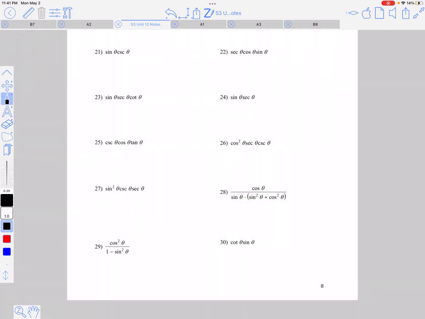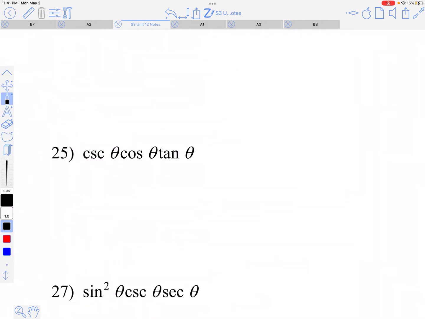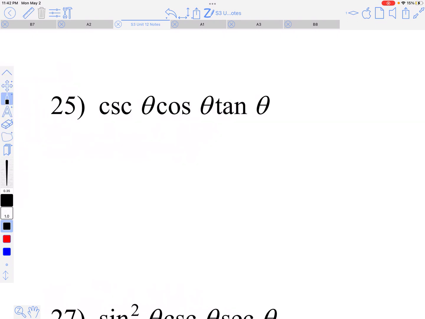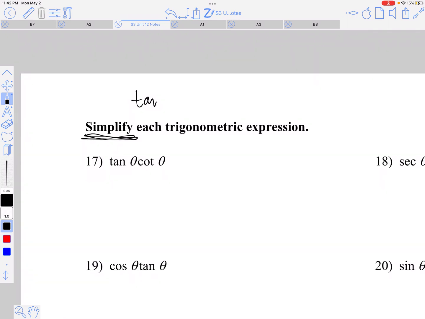Alright, so other examples, trig ratios. We need to simplify. Simplify means to make it less complicated. So if we look at 25 here, we have a lot going on: cosecant, cosine, tangent, right? If you remember, we learned a property that tangent is sine over cosine. So let's go over those real quick up here. Tangent equals sine of theta over cosine theta. We learned that last unit. We reviewed it last class.